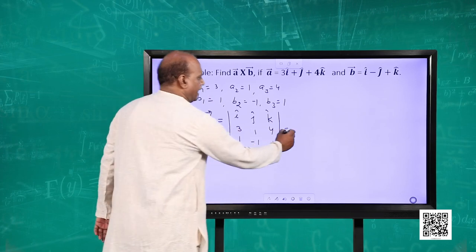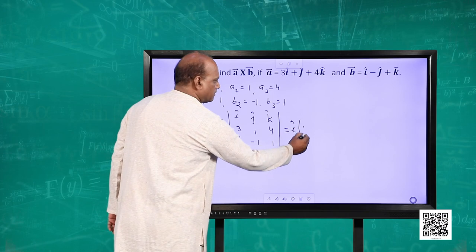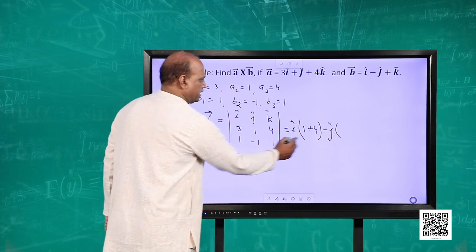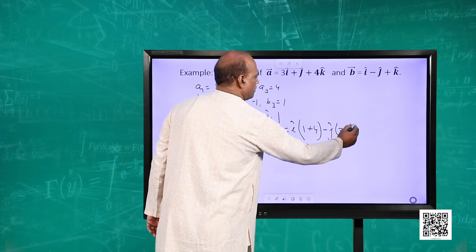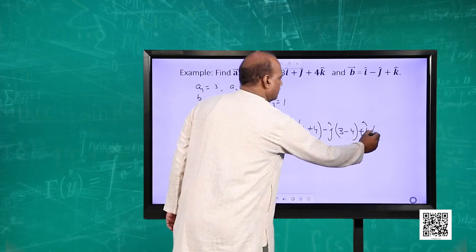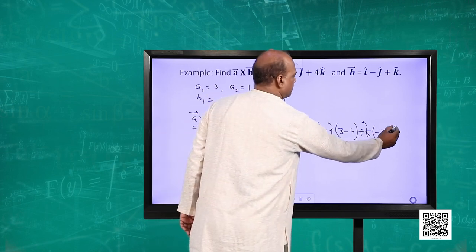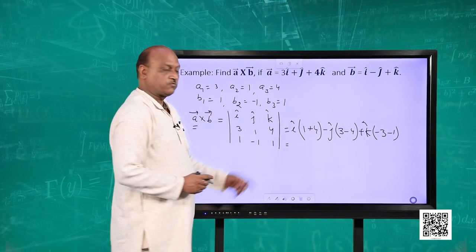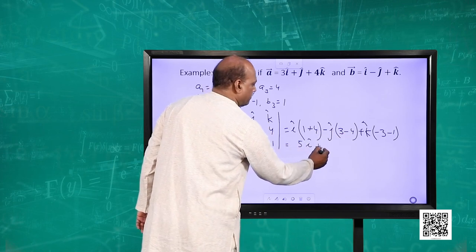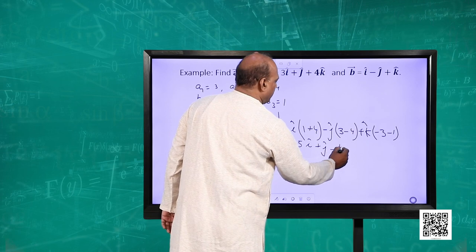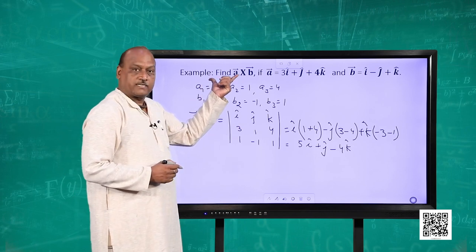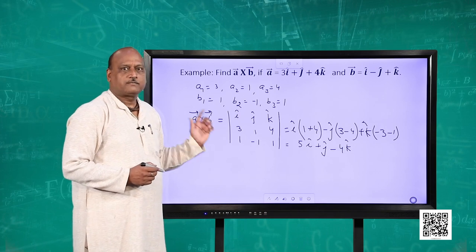If we solve it, we get (1+4)I cap minus (J cap 3 minus 4) plus K cap (minus 3 minus 1), which means 4 plus 1, that is 5 I cap minus 1 minus J plus J cap and minus 4 K cap. It's the vector A cross B, the cross product of A and B.